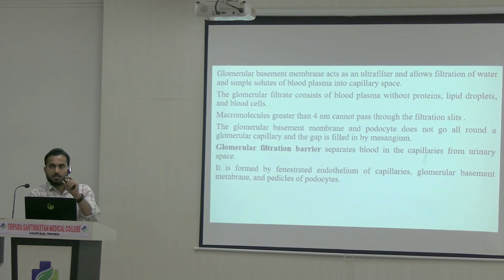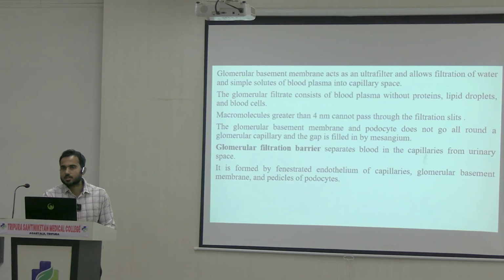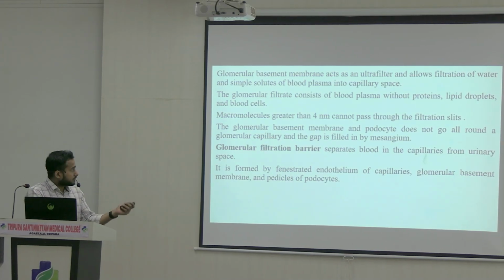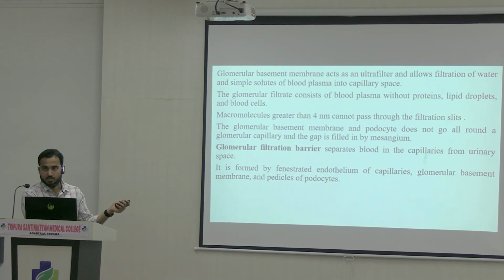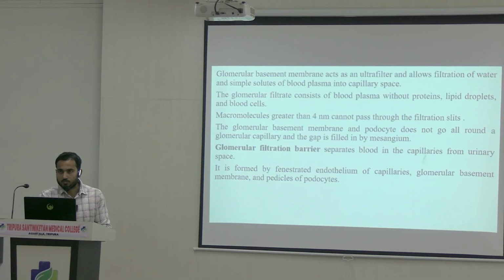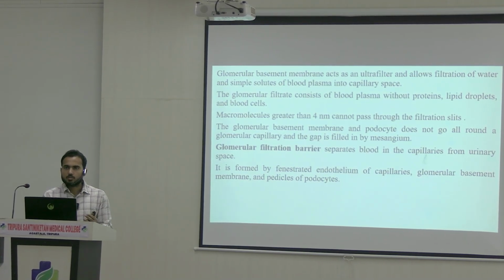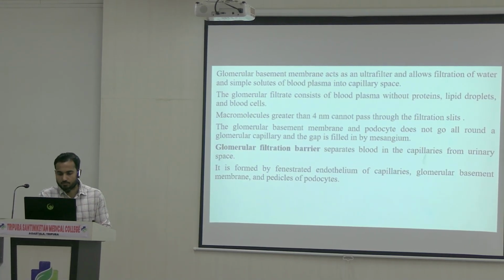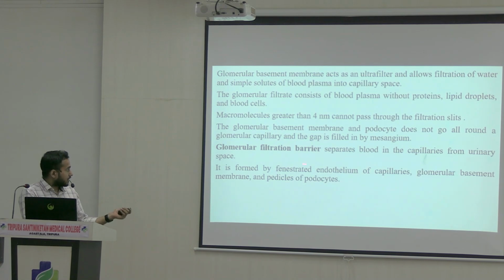Now, if a molecule has a size of more than 4 nanometer, it will be unable to pass through this membrane. So you can see macromolecules greater than 4 nanometer cannot pass through the filtration slit. That is also very important. Now this glomerular basement membrane and podocytes are not present all around. In that part where these podocytes are absent, we get mesangium. Now this glomerular filtration barrier, as I said, separates the blood capillaries from the urinary space.